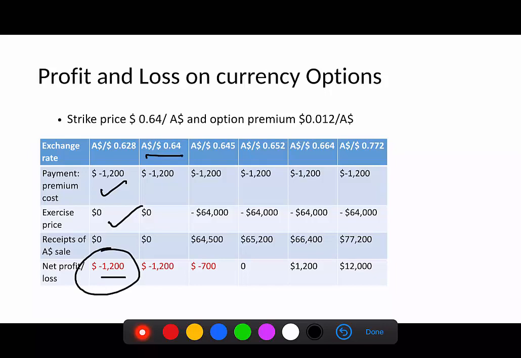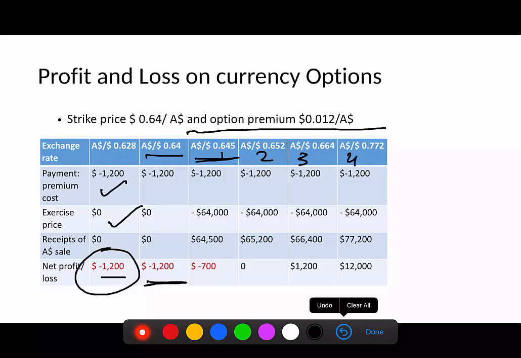In the second scenario, when the spot rate is equal to the strike rate, again he might not exercise the contract, because at the same rate he can get the Australian dollars from the foreign exchange market. So again, this is the loss. In the third scenario, now he will be in the money. From here onwards, in all these 4 scenarios, 1, 2, 3, and 4, he is in the money, and he will exercise the call option contract.